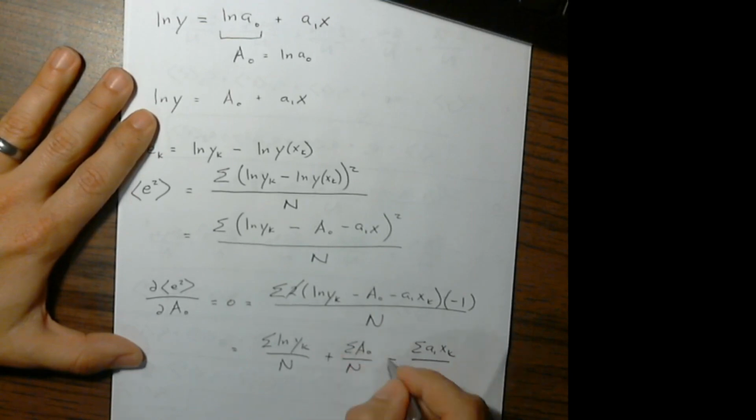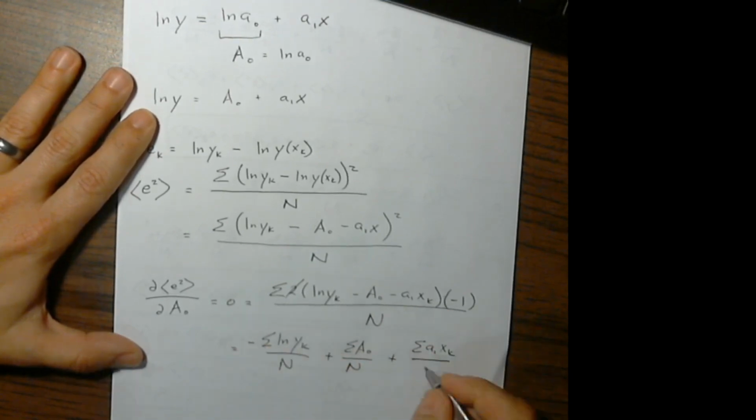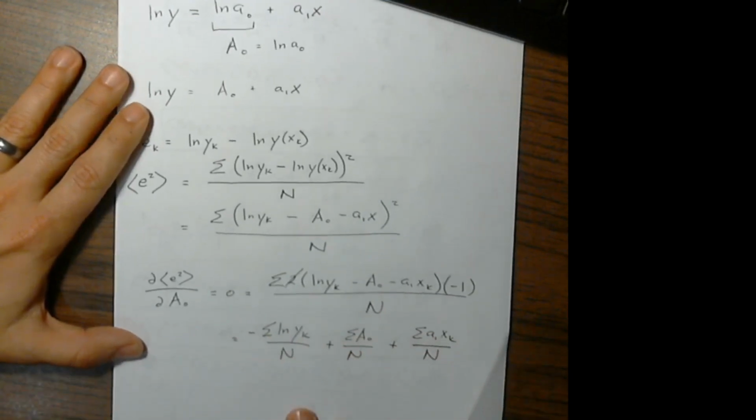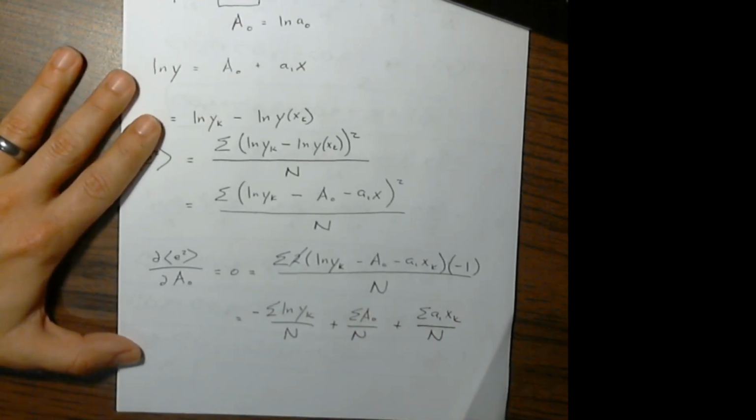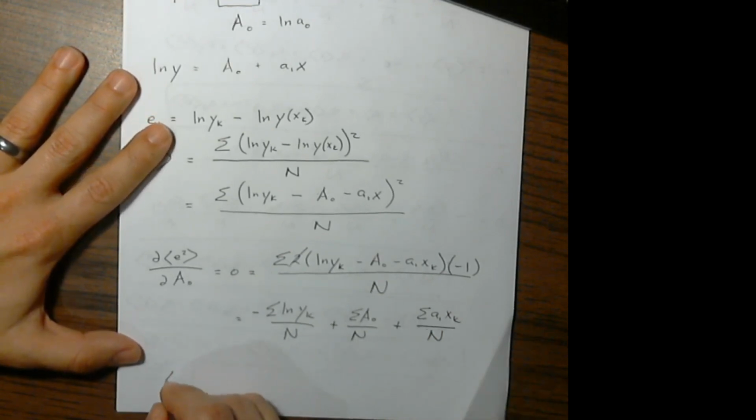Oh, excuse me, forgot to distribute my -1. There we go. And so finally we have an expression for, we can turn this back into expected values, and we've got ourselves a nice tidy expression.